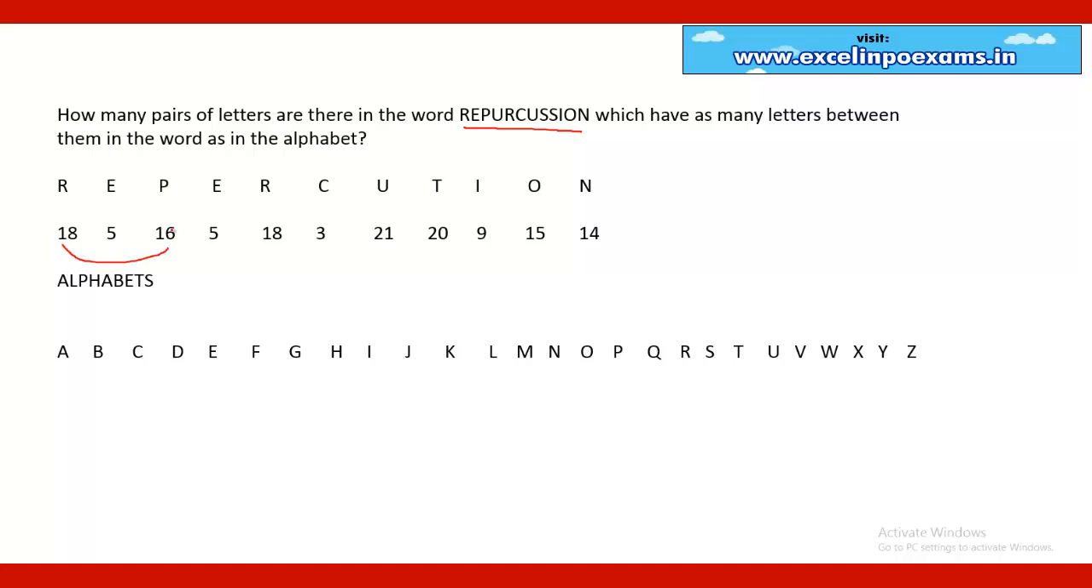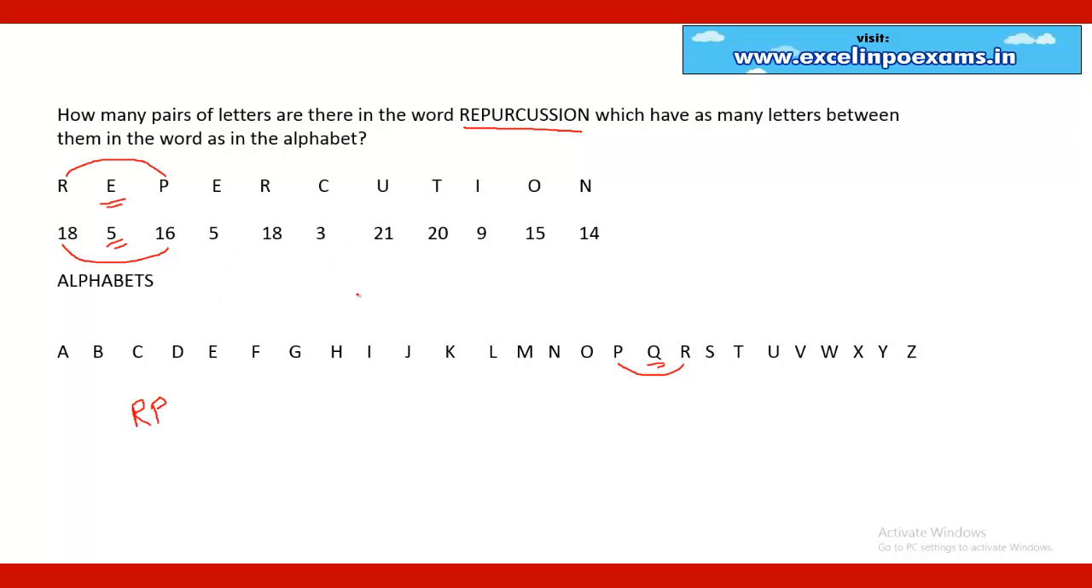So first is 16 to 18. From 16 to 18 there is one letter, 17. This shows that between 16 and 18 there is one letter in the alphabets. So between R and P in the word there is one letter, that is E, and between R and P in the alphabets there is one letter, that is Q. So R and P also satisfy the condition. This is the first pair.